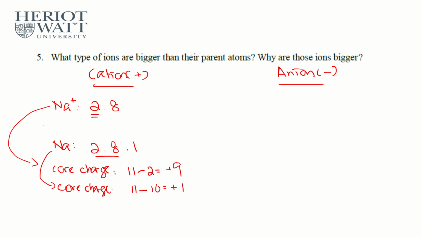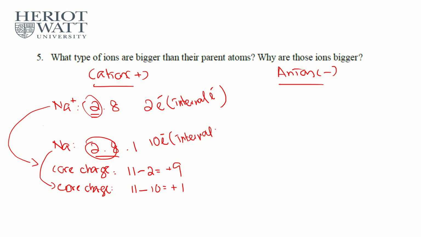So then what about the shielding effect? Shielding effect means the internal electrons. How many internal electrons for the sodium ion? I only have 2 electrons. For the sodium atom, I have 10 electrons. These are the internal electrons. So which one has a higher shielding effect? Definitely the one with 10 electrons. The sodium ion only has 2, so lower shielding effect.